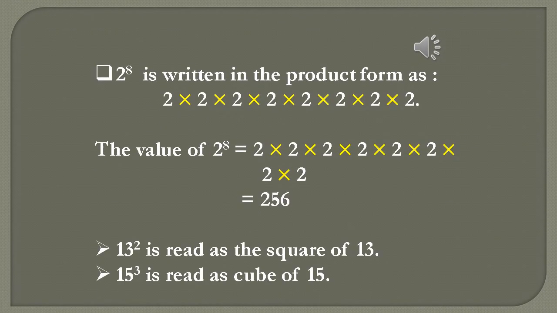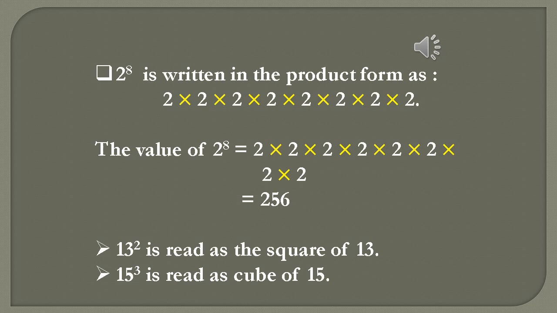We can also break up an exponential number and express it in the product form. 2 raised to 8 is written in the product form as 2 multiplied by itself 8 times. The value of 2 raised to 8 is equal to 256.